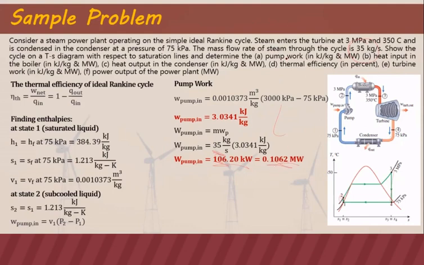For letter A, our answer should be 3.0341 kilojoules per kilogram and 0.1062 megawatt. This means that this simple Rankine cycle, or this steam power plant, needs 0.1062 megawatt of electricity to operate this pump here. So that is the answer for letter A.